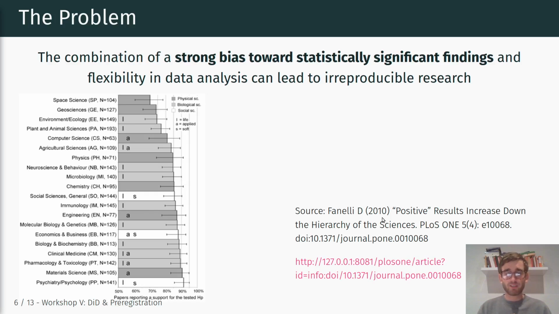If you ever submitted an article to a journal, you'll have a much harder time to get that article published if you only show null results. And of course, that leads to problematic incentives.